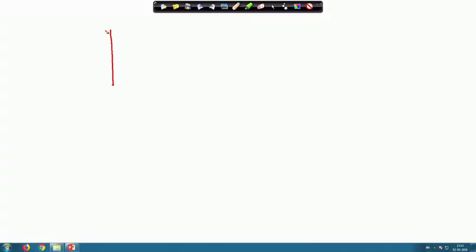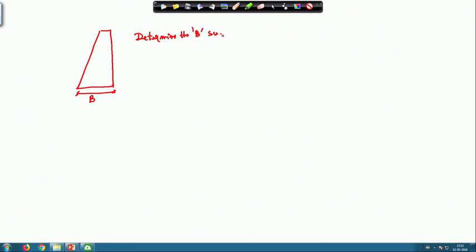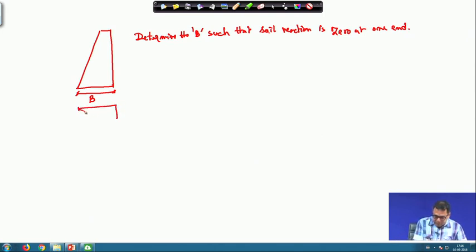But sometimes in your problems you will find that it may be asked, suppose this is your retaining wall, what would be the B value such that there will not be any tension in the retaining wall base, or your stress at one end is exactly 0. That means you have to determine the B such that the soil reaction is exactly 0 at one end. Okay? So, that means the soil reaction is like this.